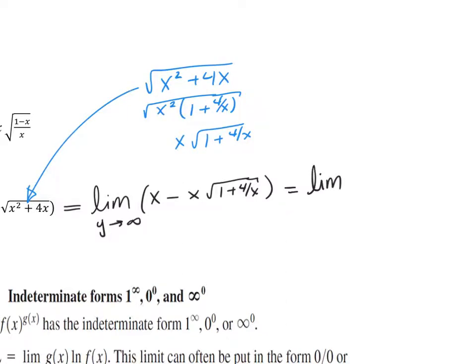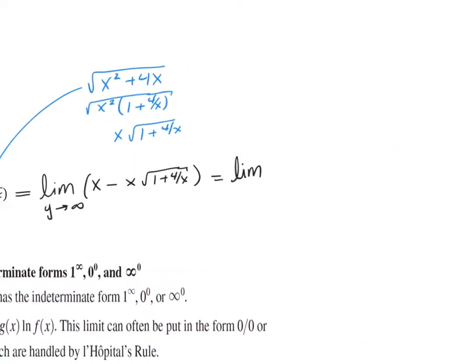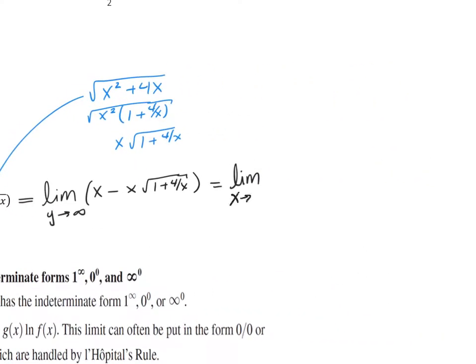So the limit, oh, it's just y. Oh, that should be x. As x goes to 0. So let's make this as x goes to infinity. Make that x. Okay, so now I'm going to factor out an x, leaving me 1 minus the square root of 1 plus 4 over x.